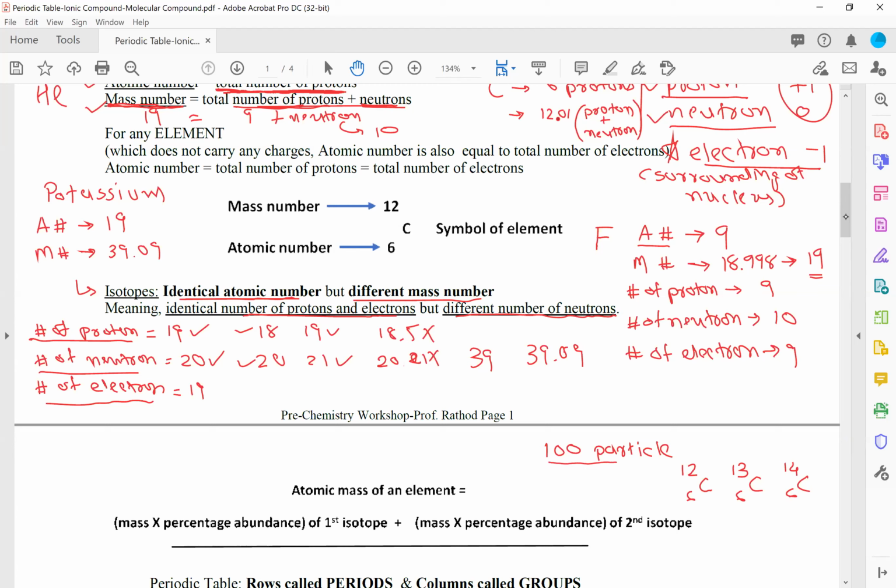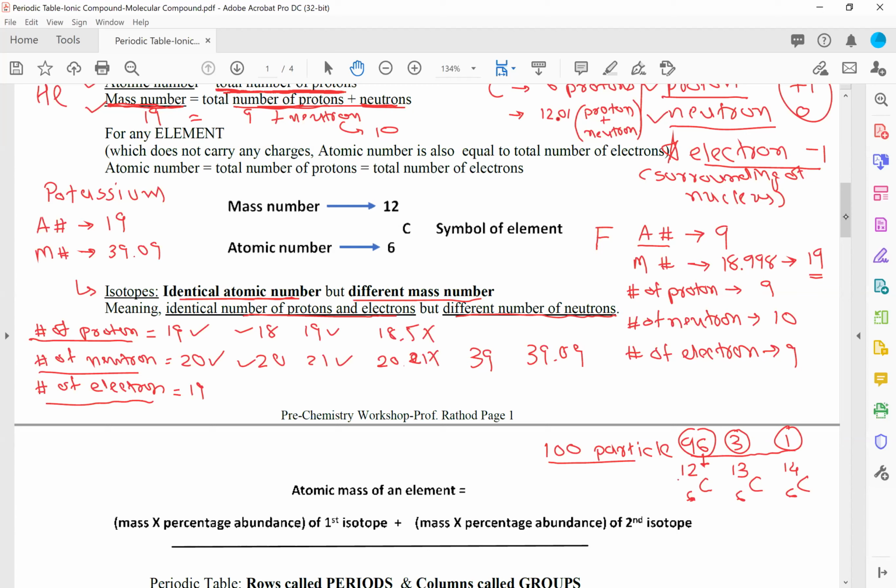So in this example, if we found 100 particles of carbon, we can say 96 of these particles are in this form, which will have 12 as the mass number and 6 as the atomic number, while 3 of them could be in this form, in which they have 13 as a mass number and 6 as an atomic number, while one of them exists in this form, in which it will have 14 as a mass number and 6 as an atomic number. So the total is 100, that's right.